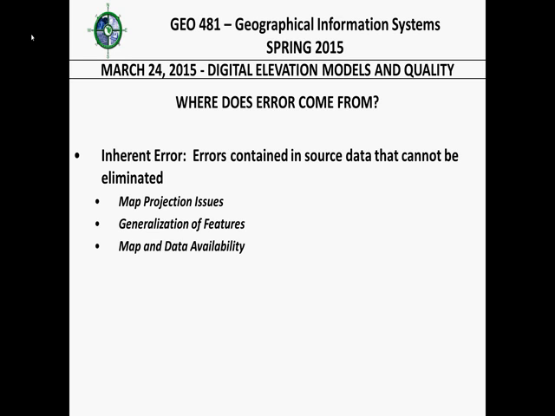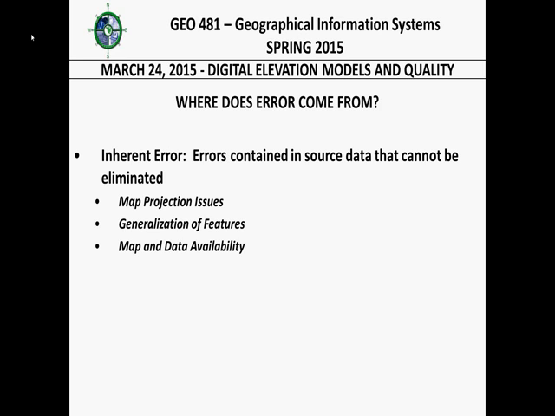Errors contained in source data that cannot be eliminated are called inherent errors. We'll talk about a bunch of inherent errors here. Maybe after inherent errors we'll take our break. An inherent error is part of the mapping process. It's not someone typing in a wrong value. It's things that are inherently causes of error when creating data.